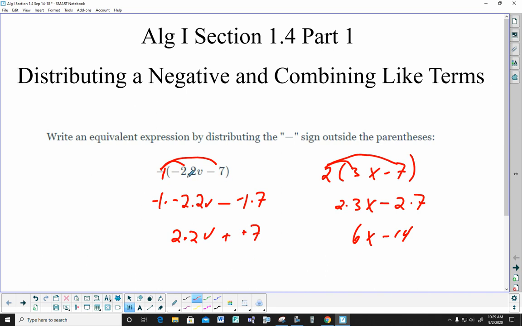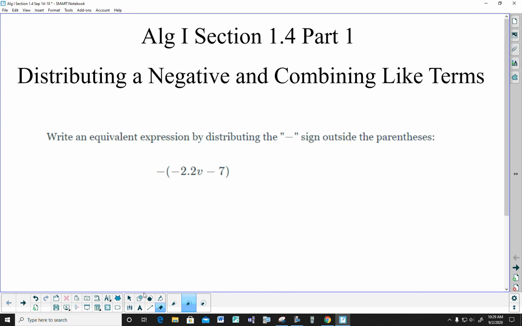Okay, now that's a little more work than you need to think about it, so let me show you perhaps an abbreviated way to do it. Okay, you're really distributing the negative. So in the end, what you're doing is changing the signs. This is negative, so it becomes positive. This is minus, so it becomes plus. Okay, I was just being super thorough in the first part.